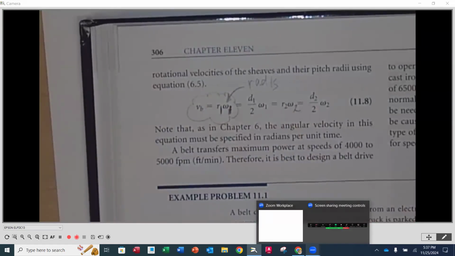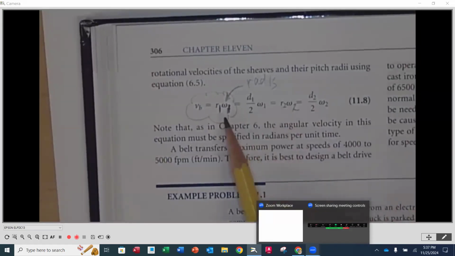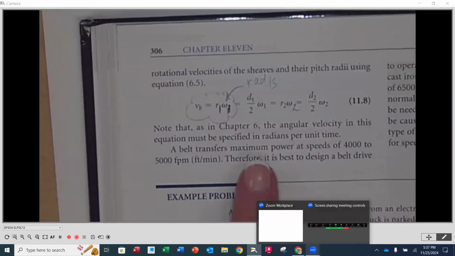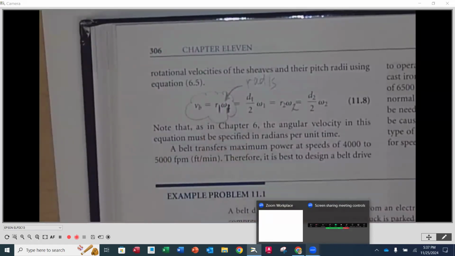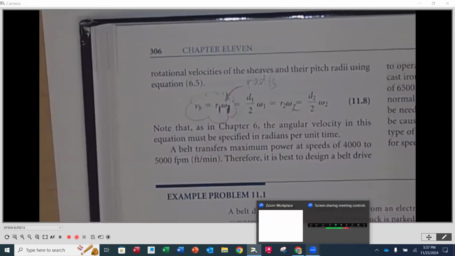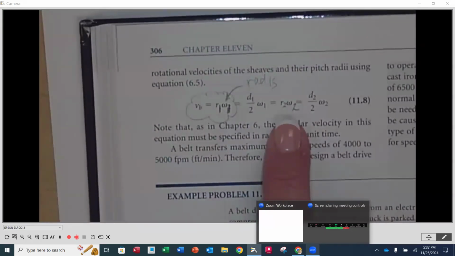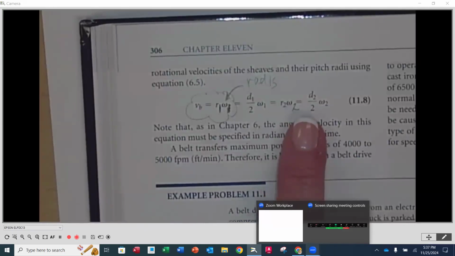Okay. And then you'll notice that in this book, there is a typo. So make sure that your R is 1 and your W is 1. They have to be matched together. You wouldn't take the radius from one and the angular velocity from the other sheave. Okay, they have to be together. So here we can also say it's the radius of the output sheave multiplied by the angular velocity of that same sheave. So this would be R2 and W2.